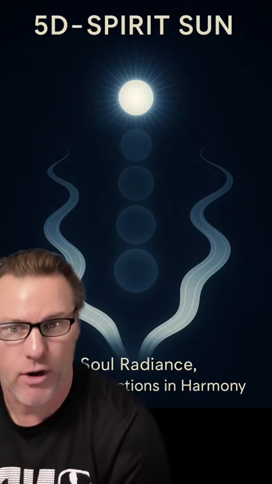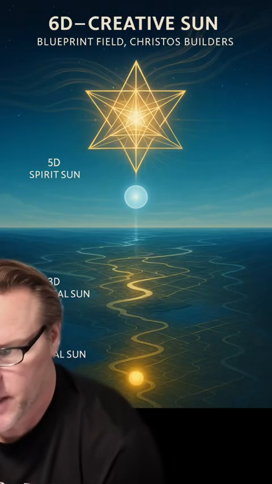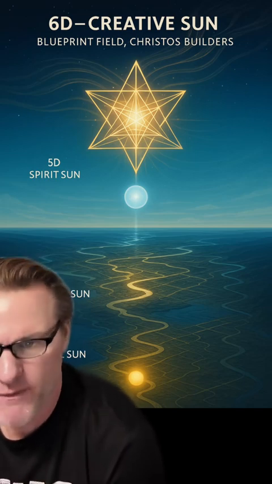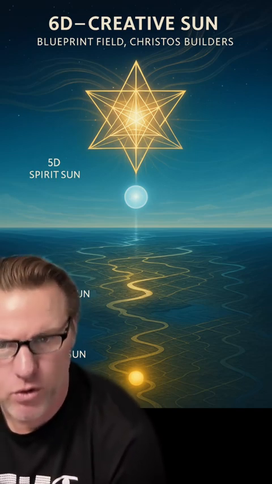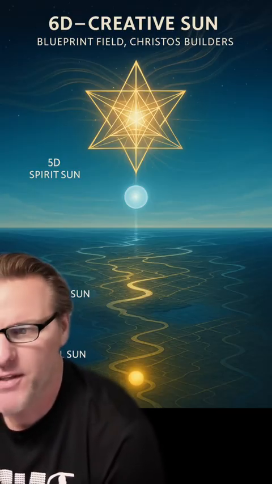Beyond that is the 6D creative sun, the Merkaba blueprint field. This is where the Christos builders shape new matrices. The rivers are no longer water but golden grids, geometry flowing outward as living blueprints. Everything you experience in 3D was once drafted here.